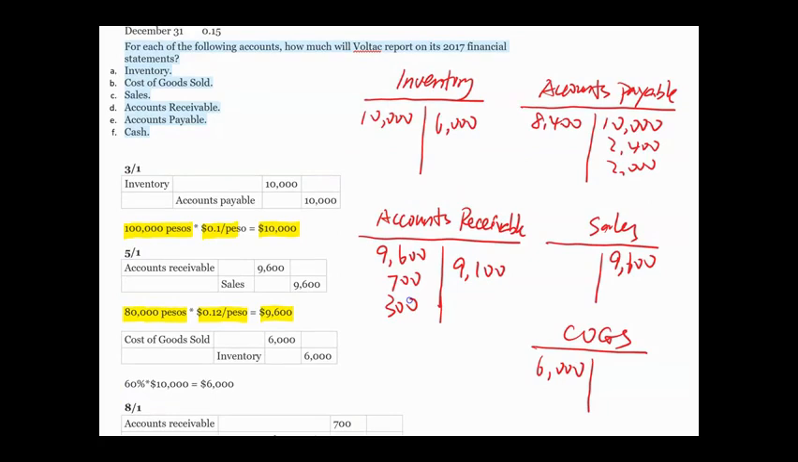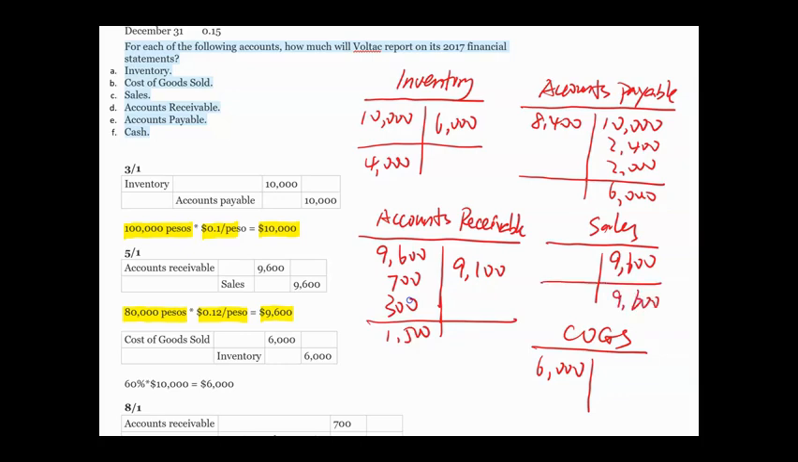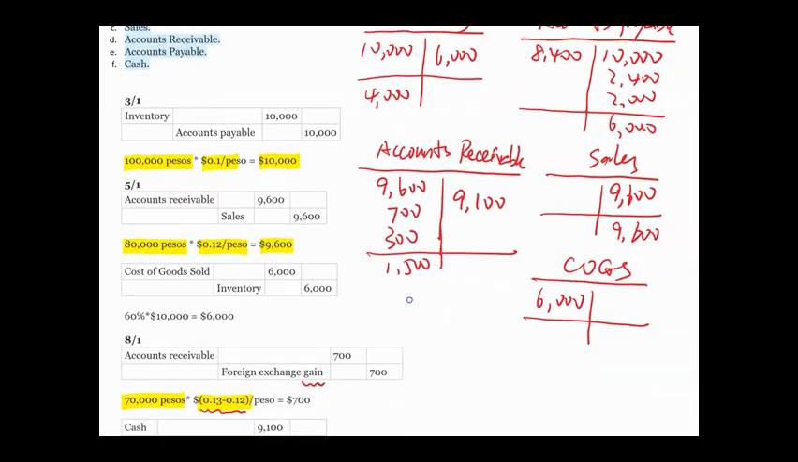Alright, so then we can get the ending balance for each of them. For inventory, the ending balance is 4,000. For accounts payable, it's going to be 6,000. And for accounts receivable, it's going to be 1,500. For sales, it's 9,600. And cost of goods sold is 6,000.